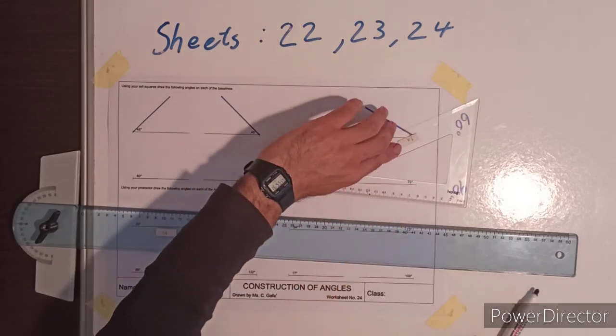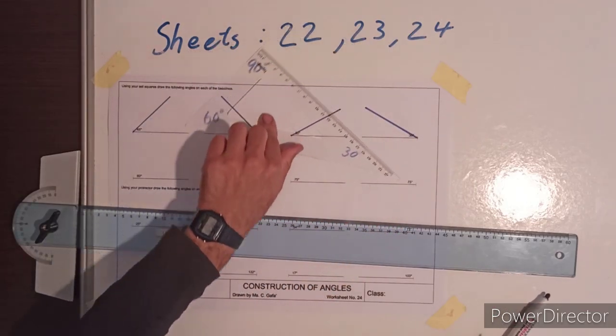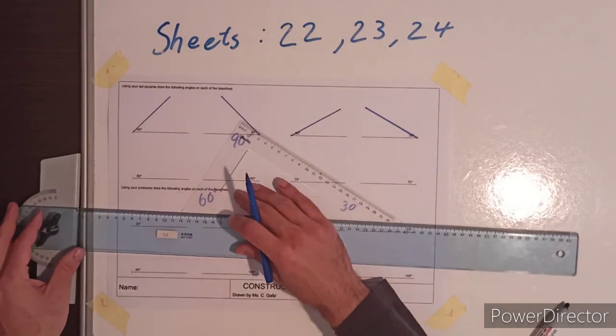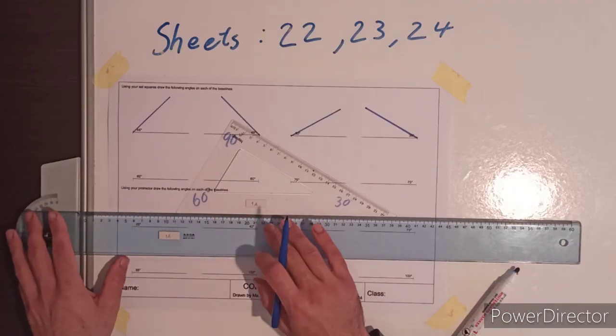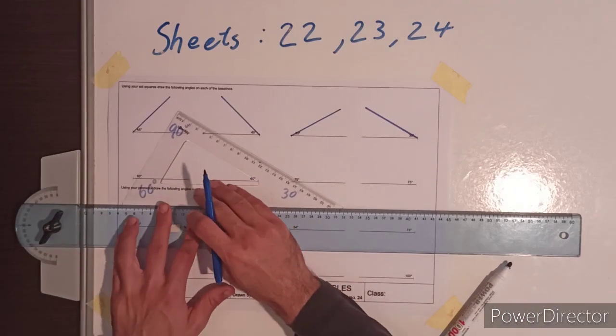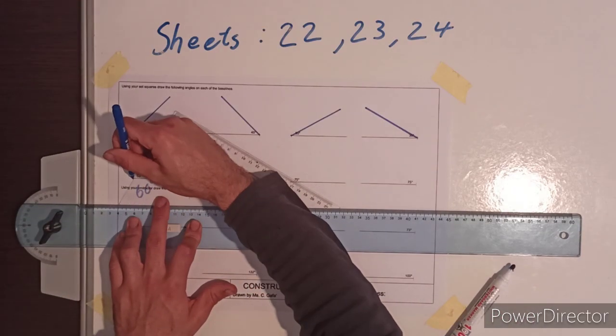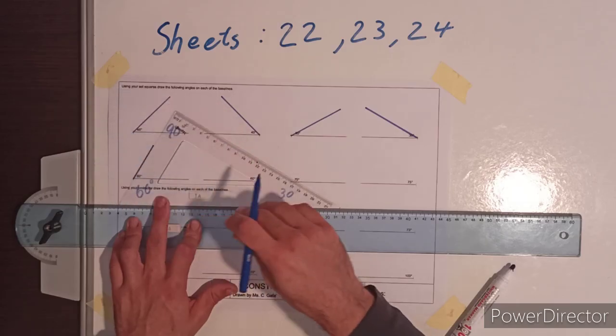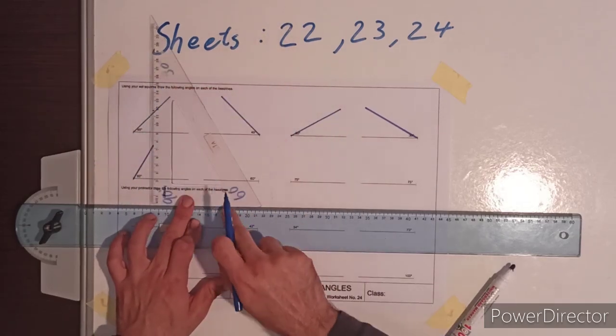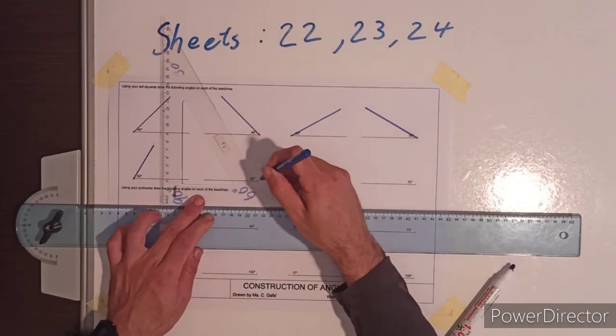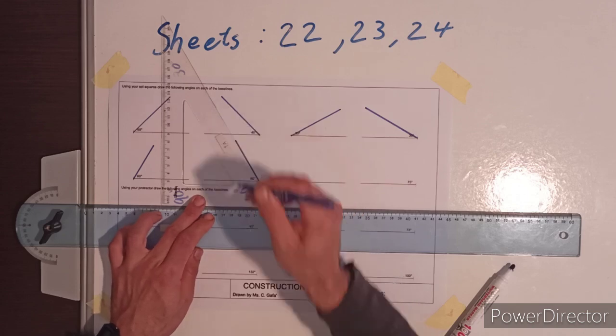What about 60 degrees? So I'm going to turn this around until I get my 60 degrees on that side, where I need it to be. I hit the corner and I draw the line. I turn it again to get 60 degrees on this side, so that I can draw that line.